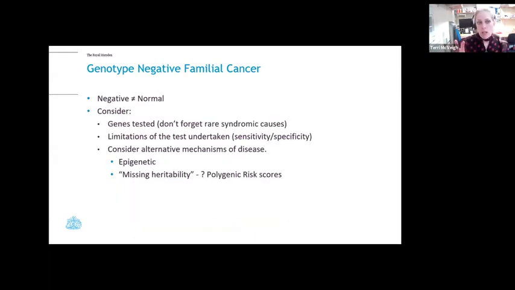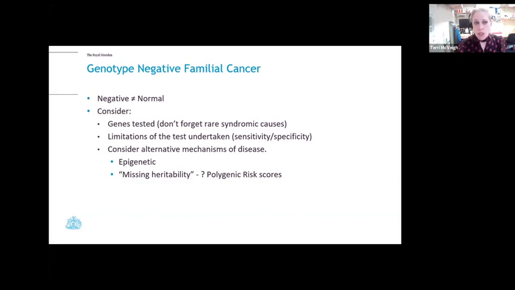So if you have a genotype negative family, negative does not necessarily mean normal, doesn't necessarily mean not genetic. You need to consider what genes have been tested. So if you have tested a woman for BRCA1, BRCA2, PALB2, that doesn't necessarily exclude the rarer syndromic causes of breast cancer. So you always need to think of those as well. Ask your local friendly geneticist for an opinion if you're very worried.